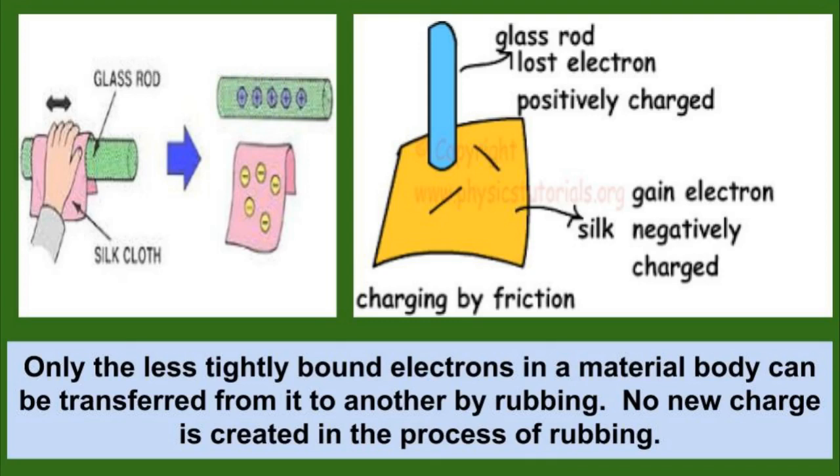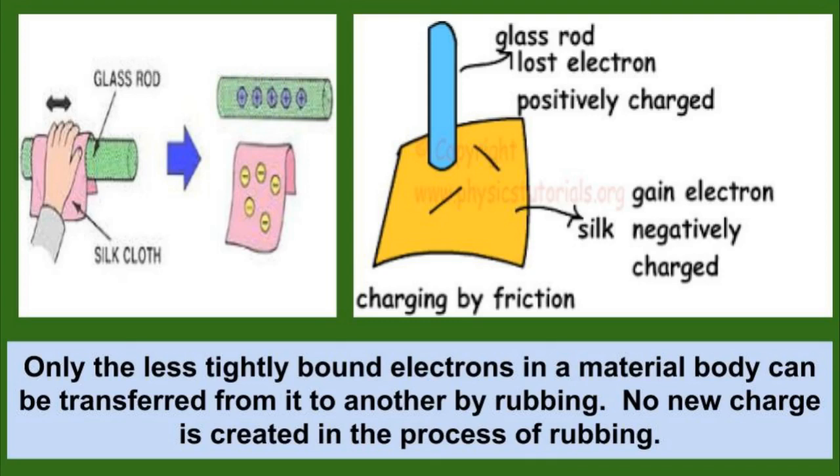When we rub a glass rod with silk, some of the electrons from the rod are transferred to the silk cloth. Thus the rod gets positively charged and the silk gets negatively charged. Here we have to have one point clear in our mind: no new charge is created in the process of rubbing. Also, the number of electrons that are transferred is a very small fraction of the total number of electrons in the material body.